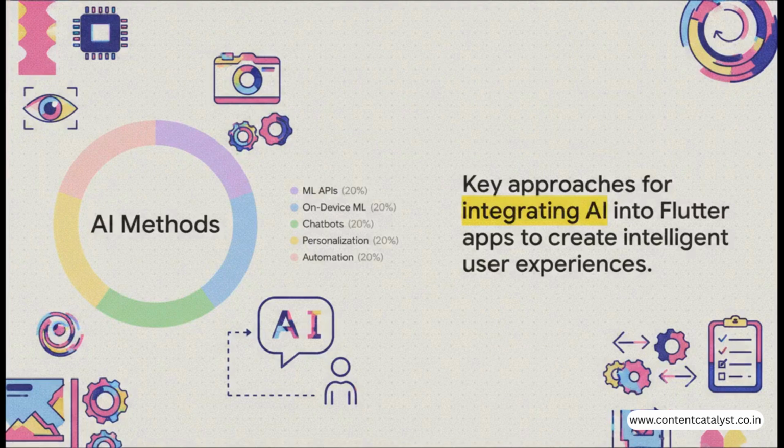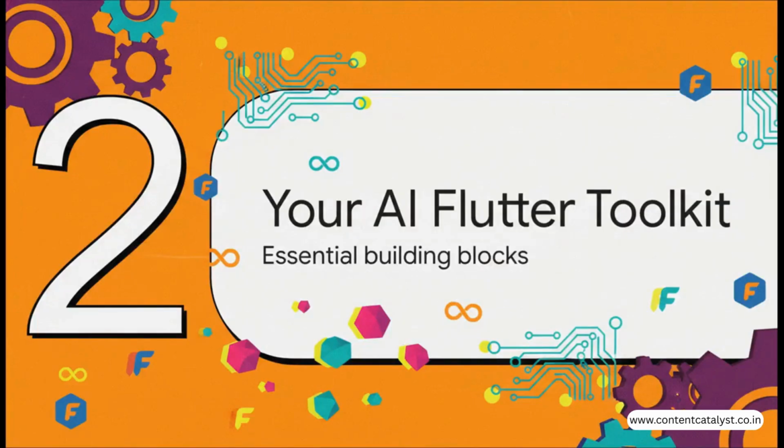Okay, so how do we actually sprinkle that intelligence into our apps? Well, it really breaks down into a few key methods. You can tap into powerful machine learning APIs for things like recognizing what's in a photo. You can run models right on the device itself, which is great for speed and privacy. Or you can build in things like chatbots, really deep personalization, and of course automation to make life easier for your users.